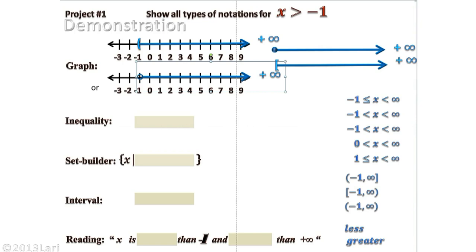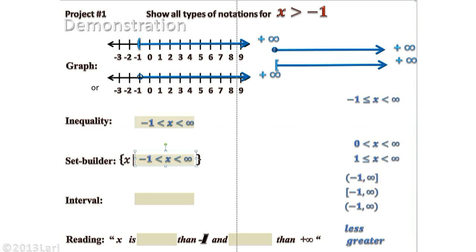Parenthesis and open circle, the same idea. Now, inequality. We always have to read from x. X is greater than -1 and less than positive infinity. Look at our option, and this is 1. Let's move on. Set builder notation requires the same inequality. We can just copy.